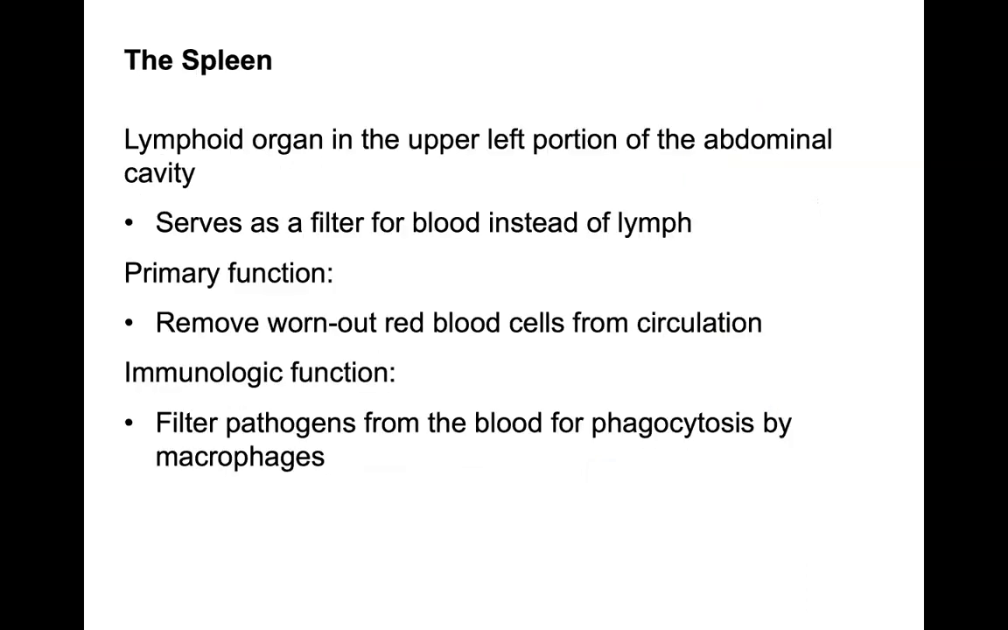The spleen, this is a lymphoid organ in the upper left portion of the abdominal cavity. It serves as a filter for blood instead of lymph. The primary function of the spleen is to remove worn out red blood cells from circulation. Its immunological function is to filter pathogens from the blood for phagocytosis by macrophages.